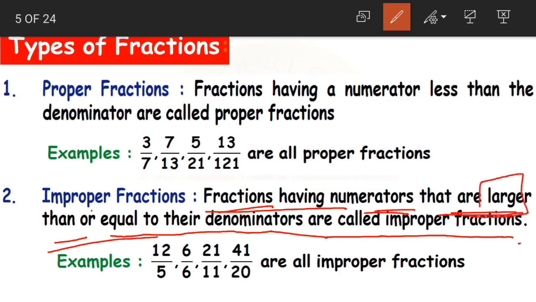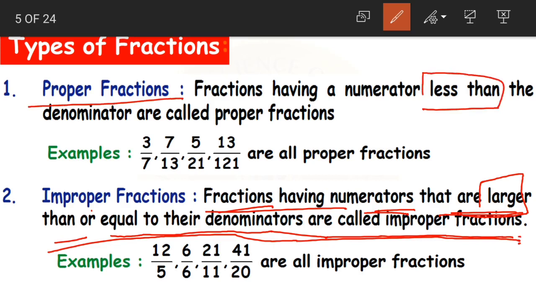Fractions whose numerators are larger than or equal to the denominators are called improper fractions. In a proper fraction, the numerator was less than the denominator. In improper fractions, numerators are larger than the denominators, larger than or equal to.